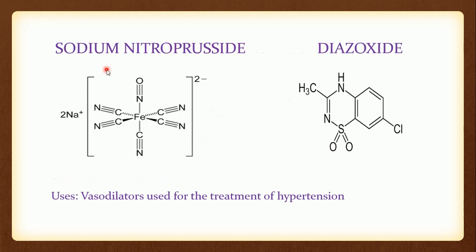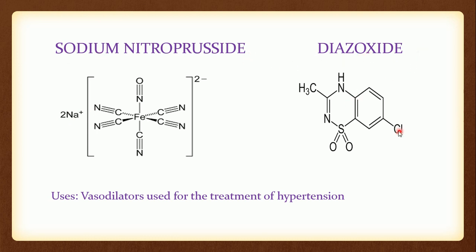Other class of drugs which can be used in the treatment of hypertension are sodium nitroprusside and diazoxide. We will see the sodium nitroprusside structure first. Sodium nitroprusside contains a central metal ion, that is iron. To this iron, 4 cyanide groups are linked, and 1 nitro group is attached and 1 cyanide group is present. And this is linked with two sodium atoms, that is the structure of sodium nitroprusside.